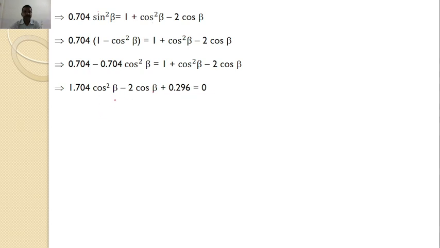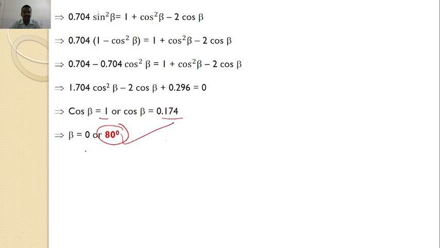So you can solve this quadratic equation, then you will get two values, either 1 or 0.174. Hence the answer is that the beta value is equal to either 0 or 80. 0 is not feasible, hence the answer is 80 degrees for this problem.